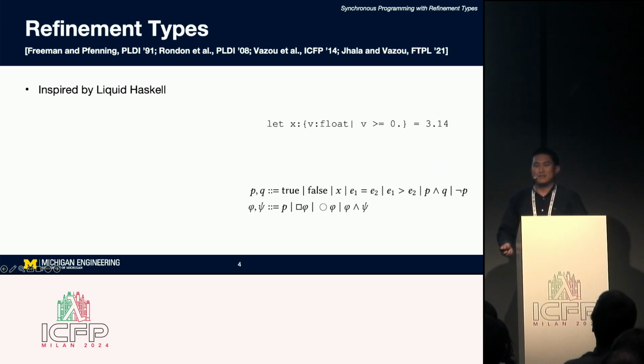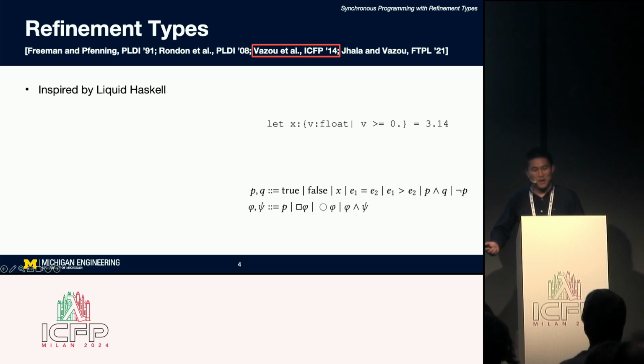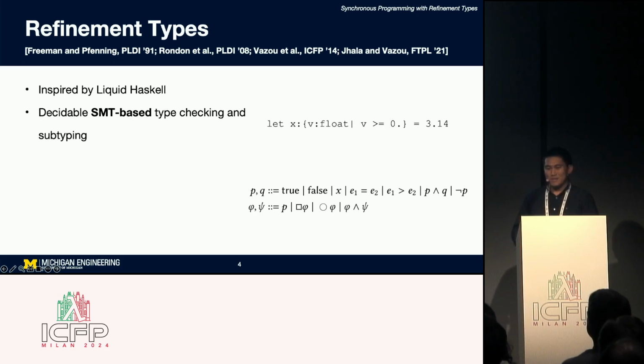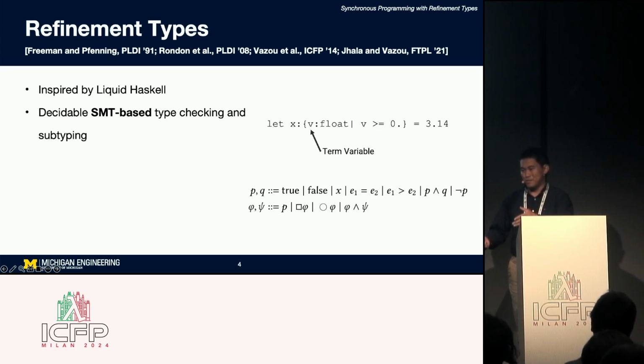Now, the second part of my title here is refinement types. And well, we're pretty big fans of Liquid Haskell, and apparently a lot of you are as well. So what's really nice about this is that we get some decidable SMT-based type checking and subtyping here. And so it turns out that a lot of the things that you see from Liquid Haskell we can carry over, but with some adaptations.